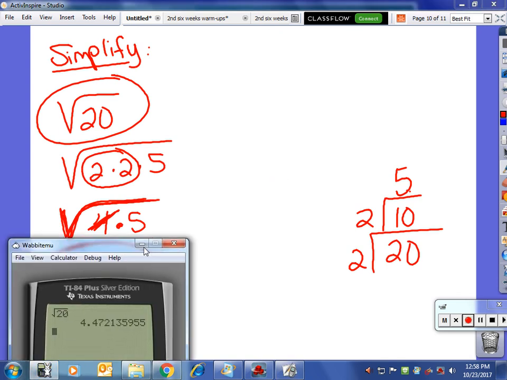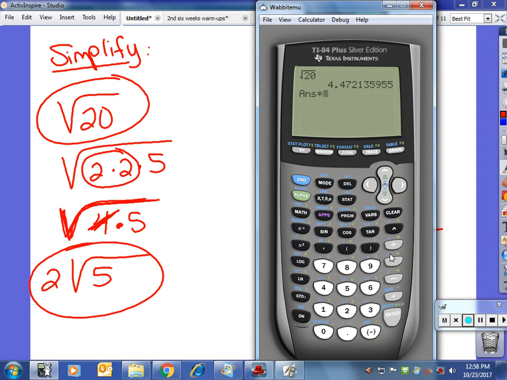Now, if I wanted to make sure that that equaled 2 times the square root of 5, I'm going to do it in my calculator. 2 times the square root of 5. I get the exact same answer because those expressions are equal. They're equivalent. All I did was I figured out if there was a perfect square in there, and I went ahead and simplified that part of it. I took the square root of 4.